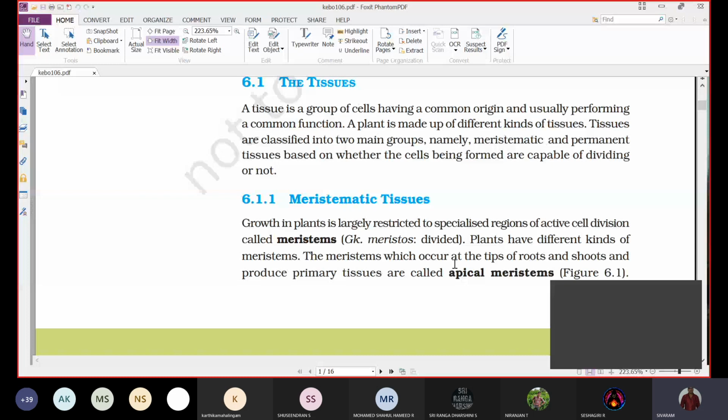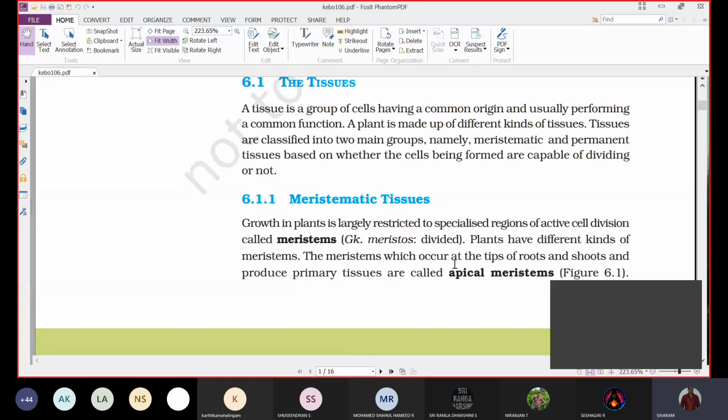And next, a plant is made up of different kinds of tissues, because all the parts of the body do not function similarly. We'll find different functions carried out by different tissues present in the different parts of the plant body. So definitely we'll find different tissues. A plant is made up of different kinds of tissues.